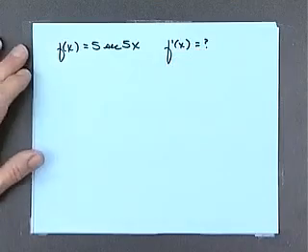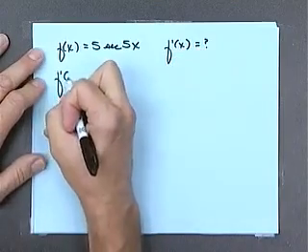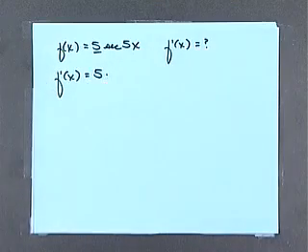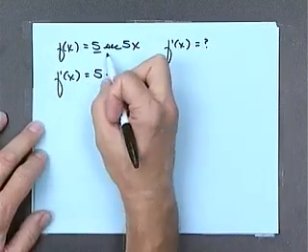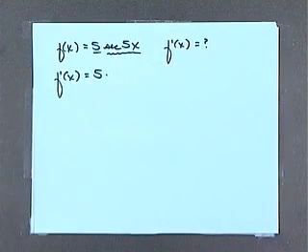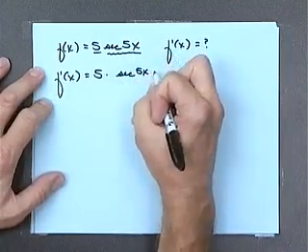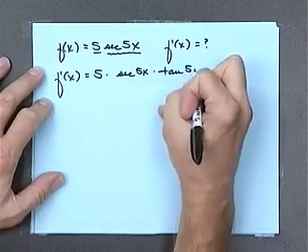So we want the derivative. This 5 is just a coefficient, so it comes along for the ride. What we want to differentiate is the secant of something. What's the derivative of the secant of something? Secant of that same thing, tangent of that same thing.